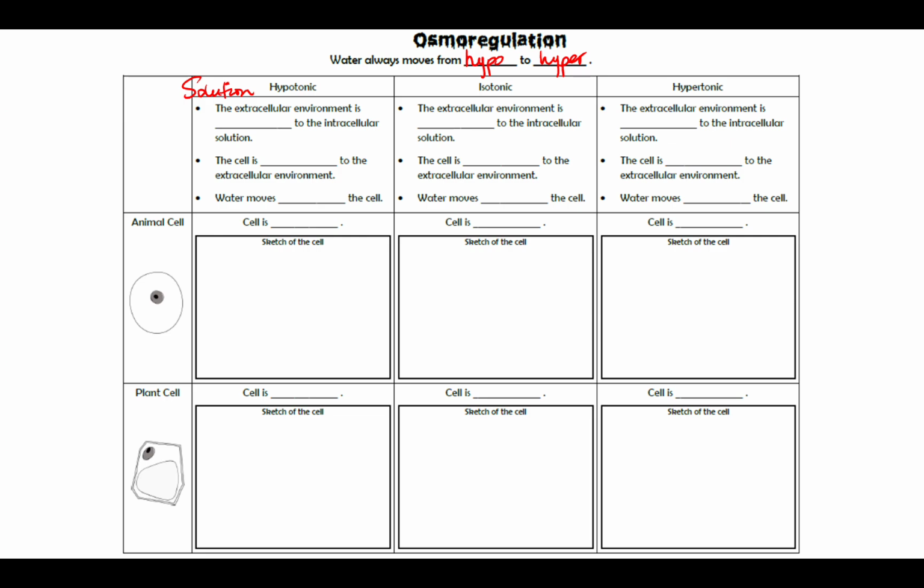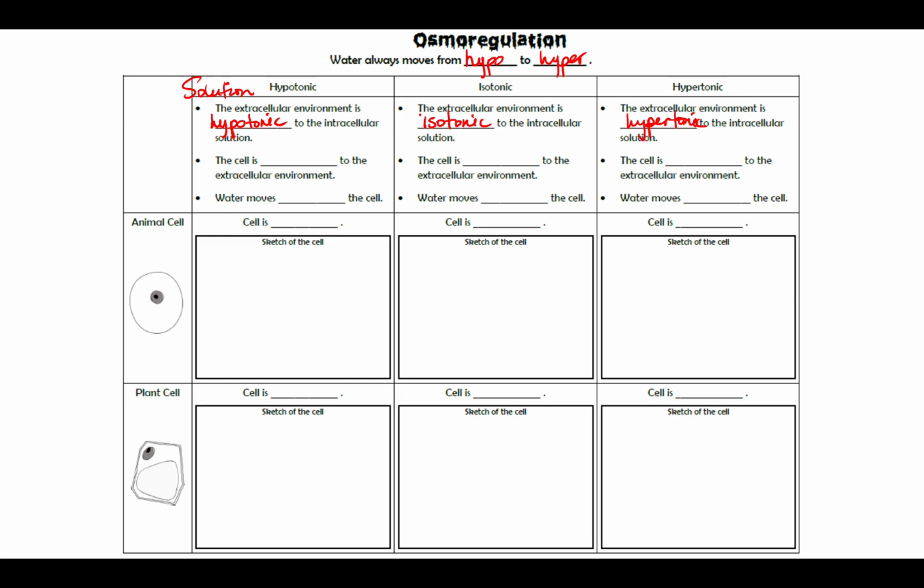So the solution that a cell sits in is going to be hypotonic. So for example, in this first blank, you're going to put that the extracellular environment is hypotonic to the intracellular solution. The same thing would go for this next column where you would say the extracellular environment is isotonic to the solution, and also for the final column where the extracellular environment is hypertonic. So that's what you're meant to put there.